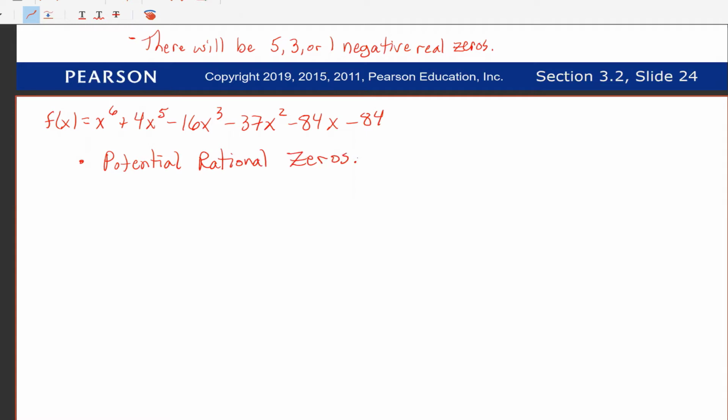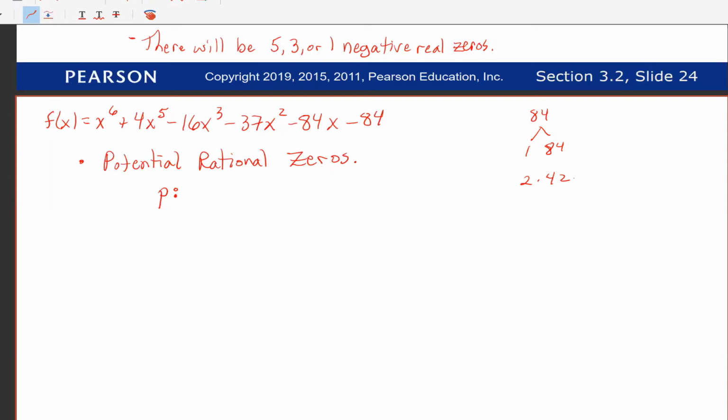Remember, to find the potential rational zeros, we list out all factors of the constant and all factors of the leading coefficient. The factors of the constant we call P. So P is, the constant is 84. So we've got to factor this. It's what, 1 and 84, or you could have 2 times 42, right?